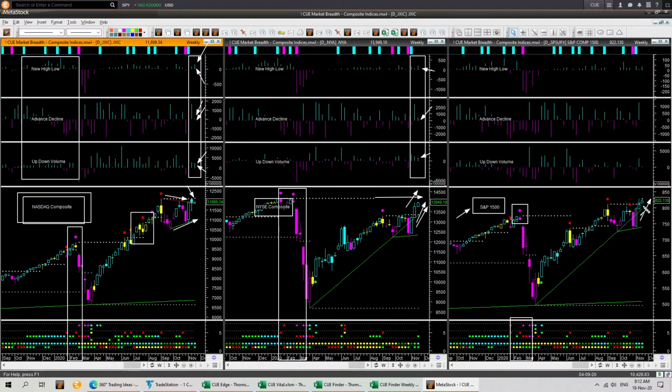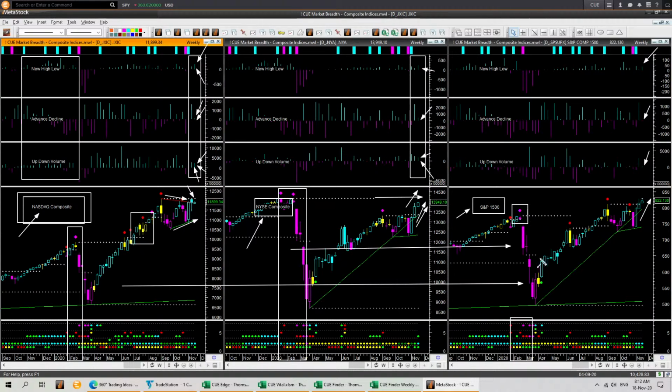However, if you look at S&P 1500, which is less broad than Nasdaq Composite or NYSE Composite, their new high low is more. However, advanced decline is negative. Up down volume is positive but much smaller compared to NYSE and Nasdaq Composite. What does it show? It shows the more we go from broad index to narrower index, less stocks are going up. That is why S&P 1500 advanced decline is negative, though the market is looking pretty bullish.